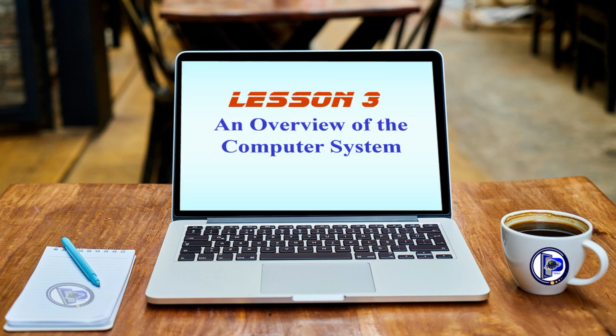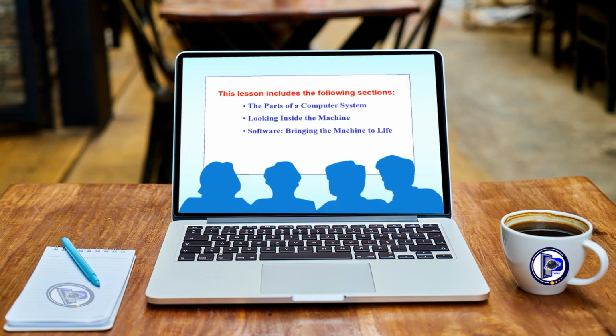Lesson 3, an overview of the computer system. This lesson includes the following sections: The parts of a computer system. Looking inside the machine. Software, bringing the machine to life.